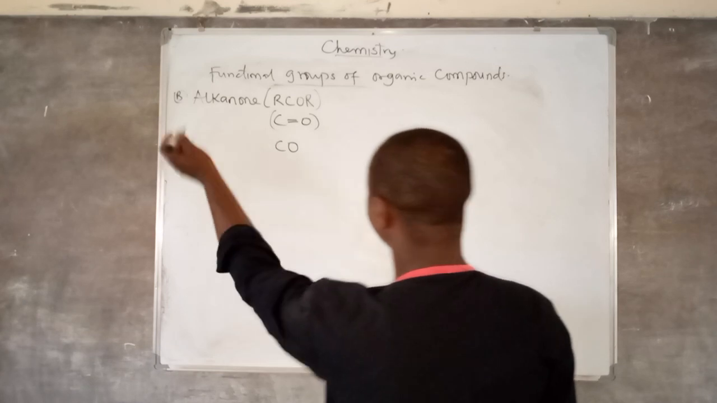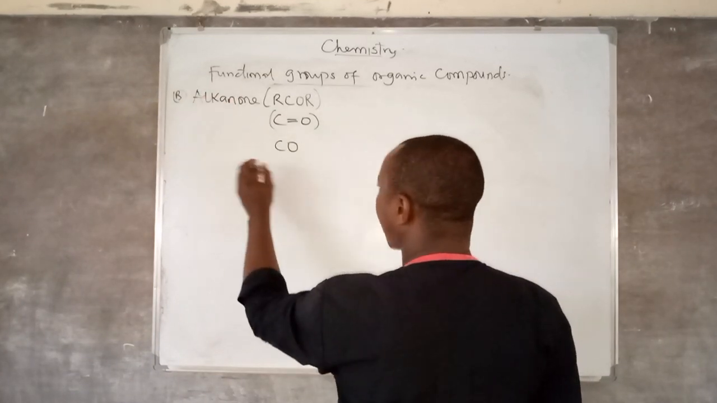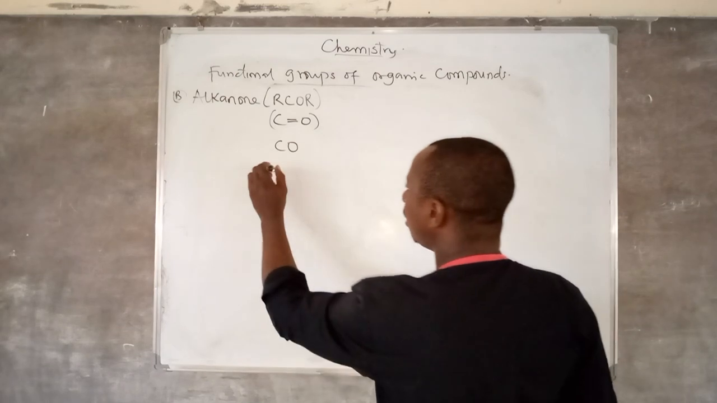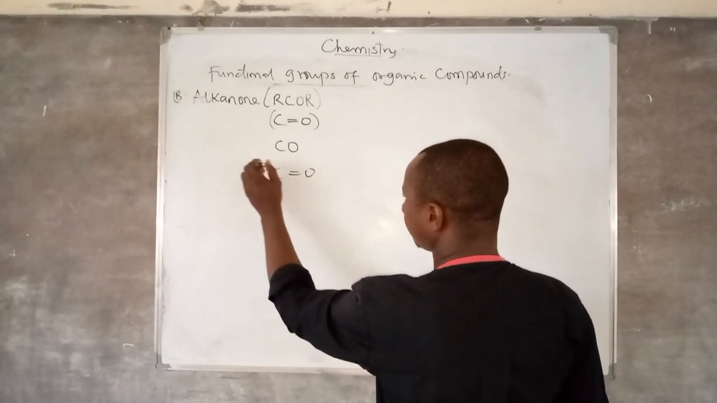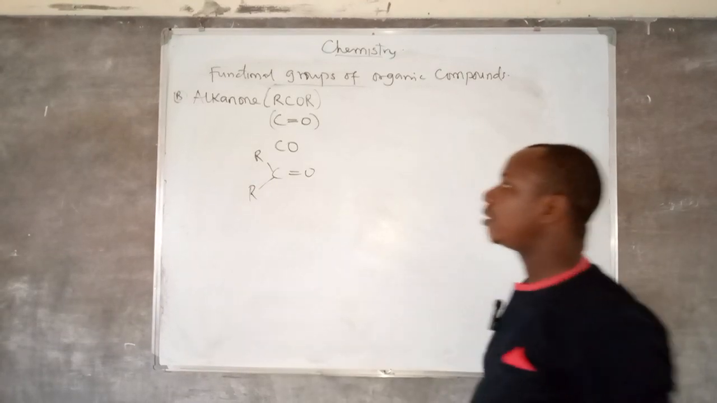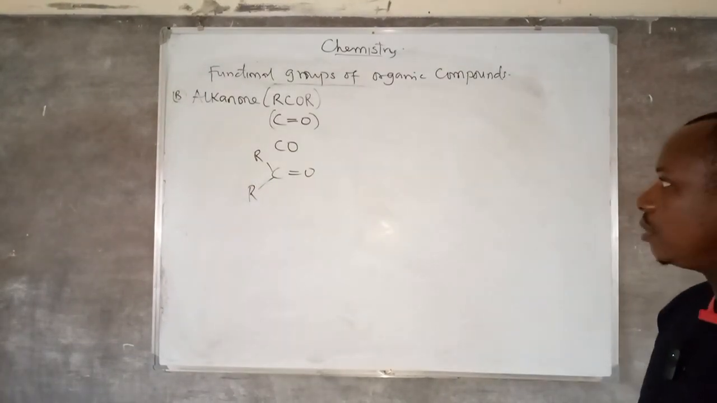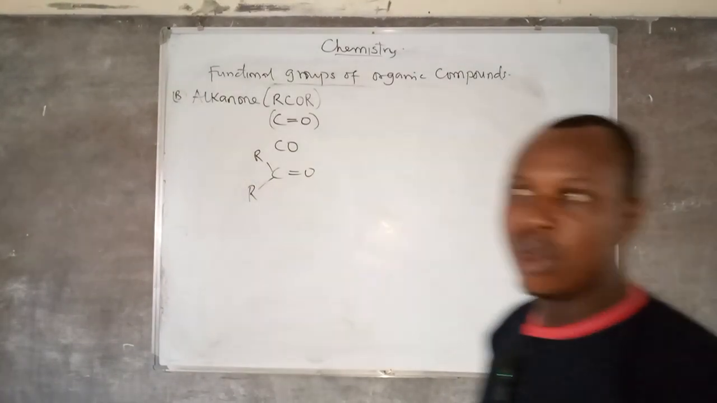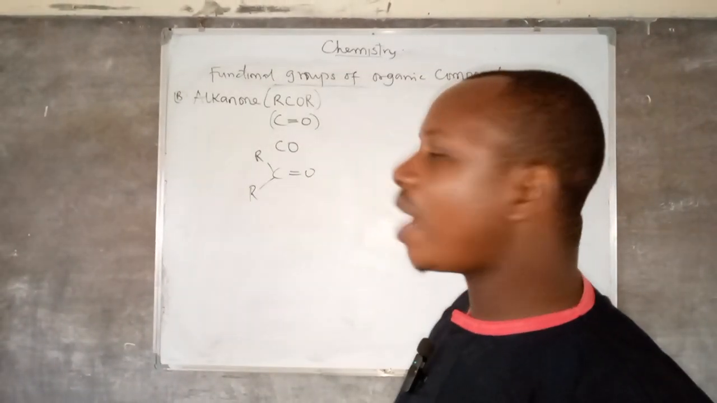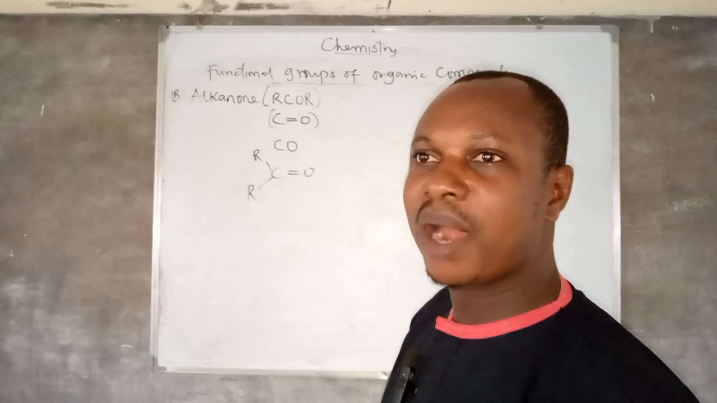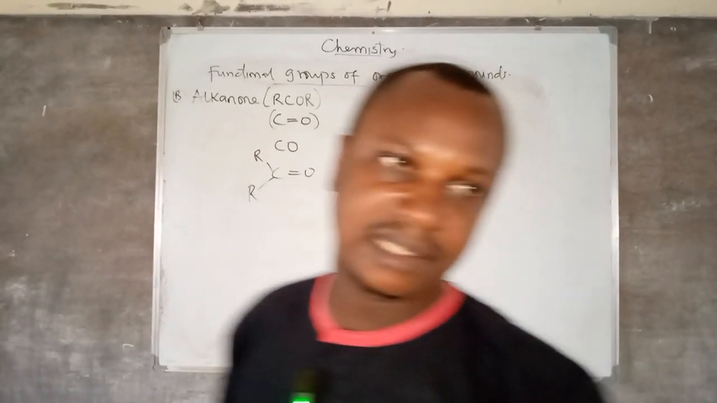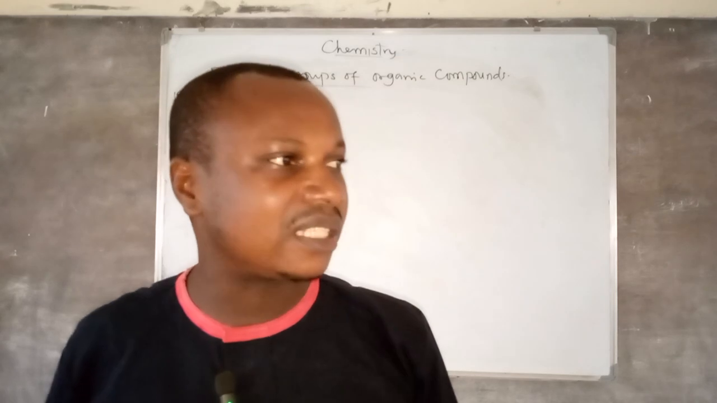These are two molecules. This is the structure of alkanone. Now, in naming alkanone, you don't have any problem there. You are just naming straight, according to the number of carbon atoms it has.